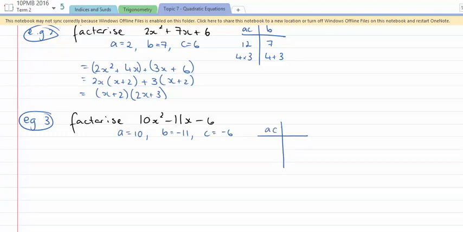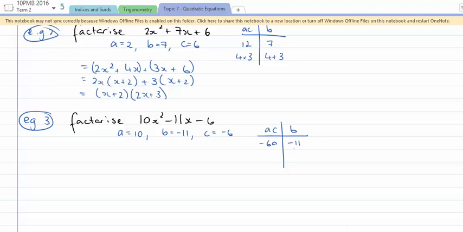So when we look at our AC and B, AC is negative 60 and B is negative 11. So as this AC value is negative, that means one of the two values needs to be negative. And since B is negative, it means the larger value is going to be negative.